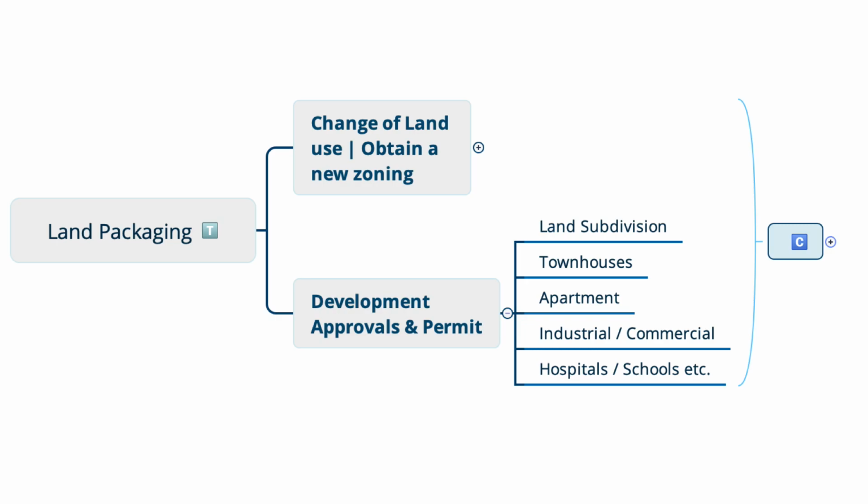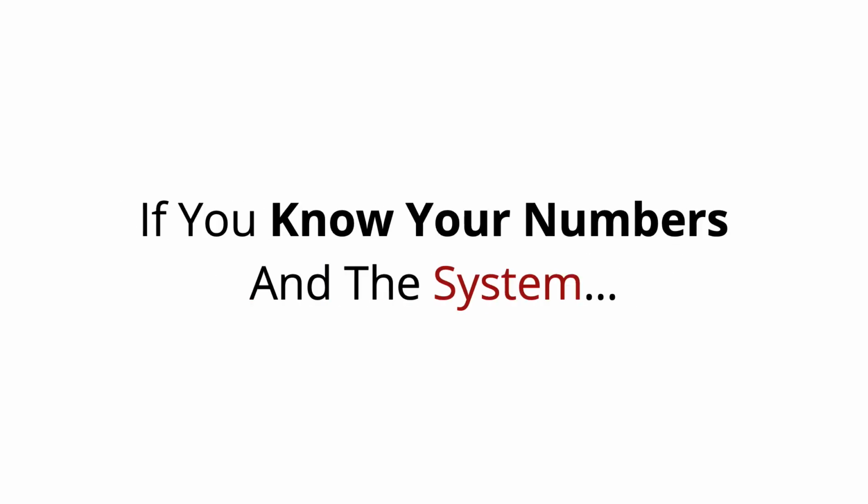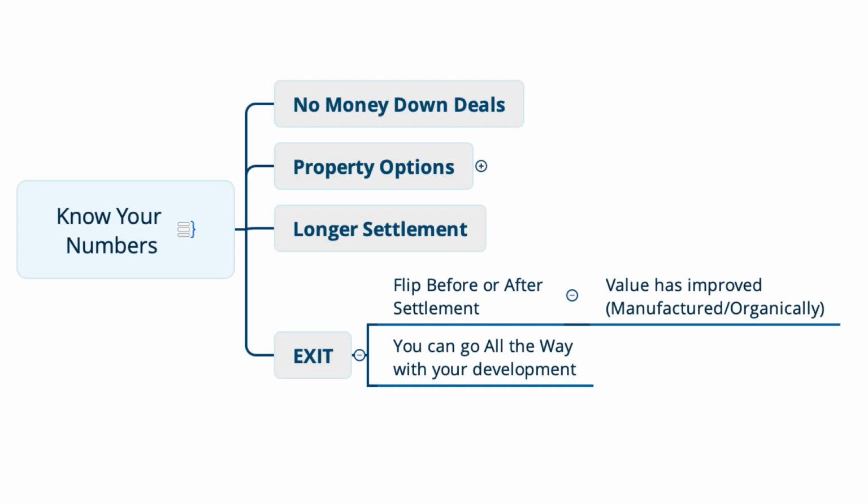You can either obtain a new zoning or change the use of land. For example, changing land use from farmland to residential, or add value by getting a DA or a permit on your land based on zoning for subdivision, townhouses, apartments, industrial or commercial, hospitals or schools, etc. And the best part is, land packaging as a strategy requires little money of your own if you know your numbers and the system. You can structure no money down deals, property options, longer settlements, and exit either before settlement or complete your development by getting it built.